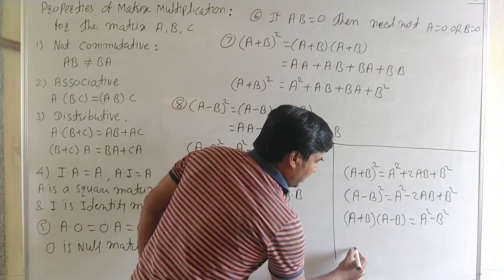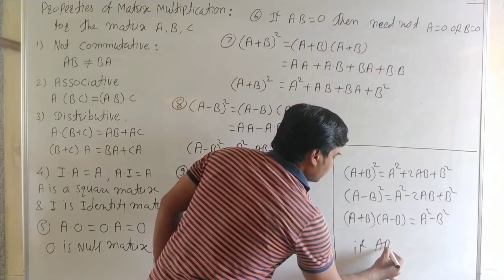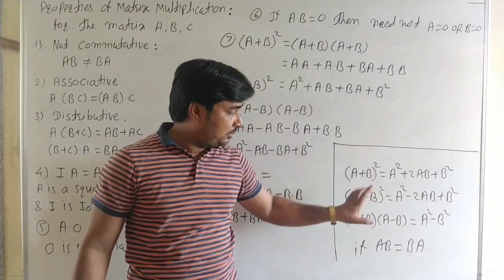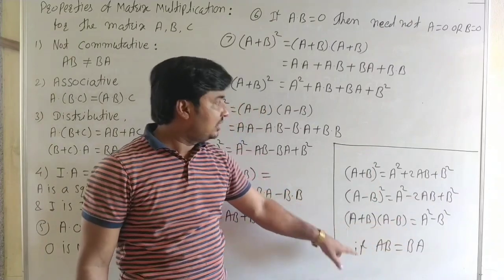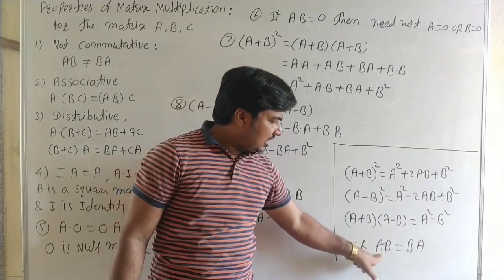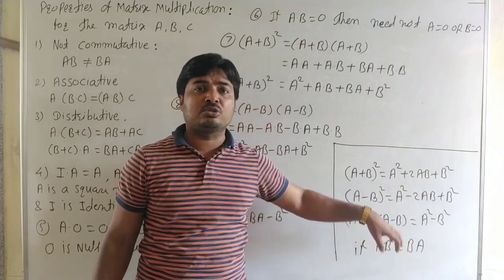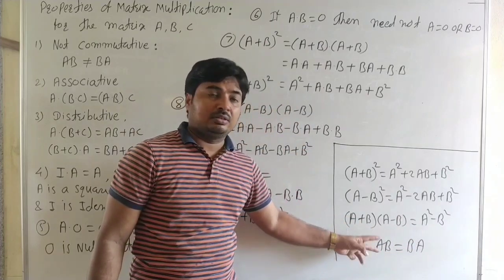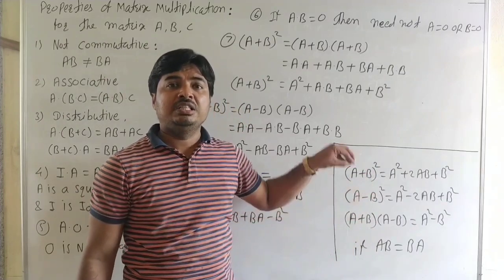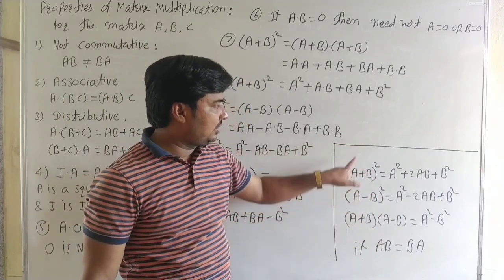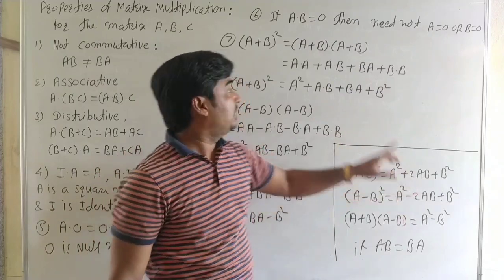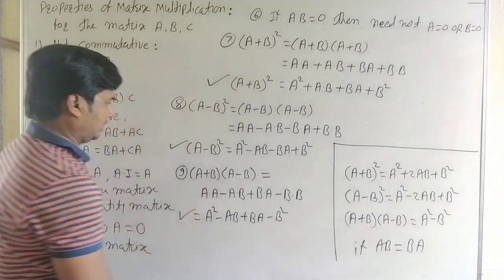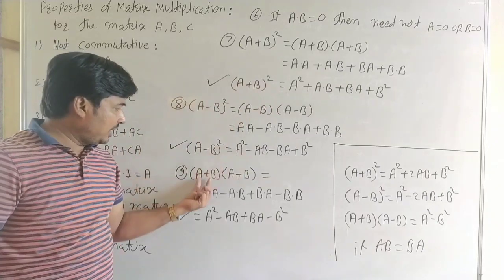Here, if AB is equal to BA, all results hold. But in matrices, in general, AB is not equal to BA. If AB is equal to BA, then these results hold. But in general, in matrix multiplication, these results do not hold. Here, these are (A+B)², (A−B)² and (A+B)(A−B).